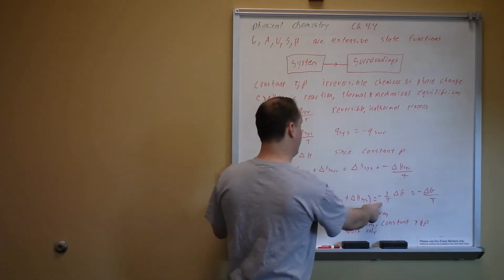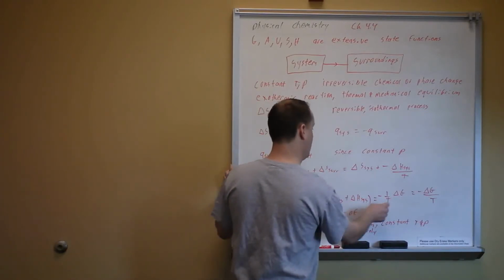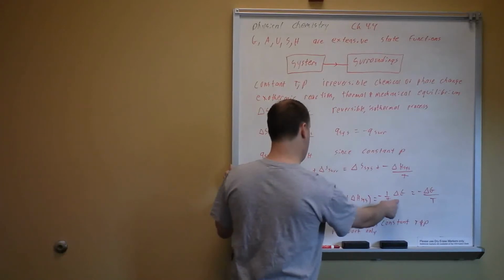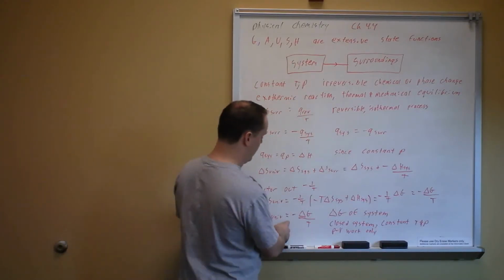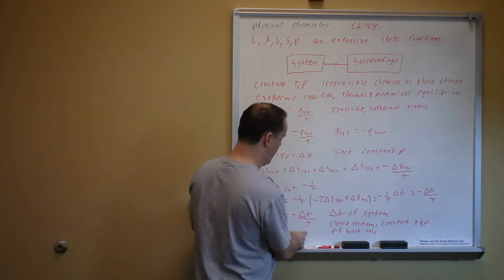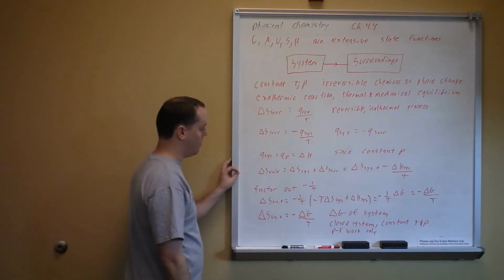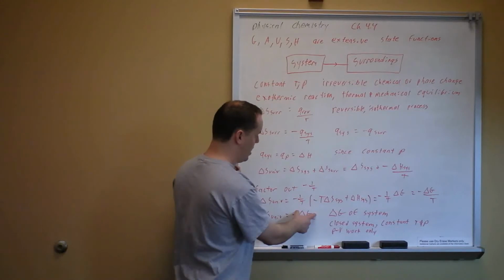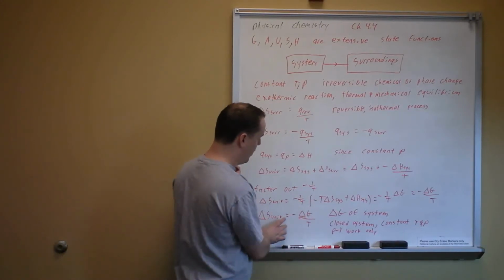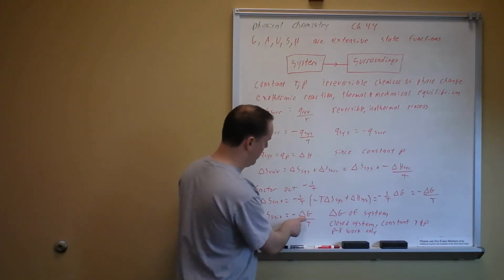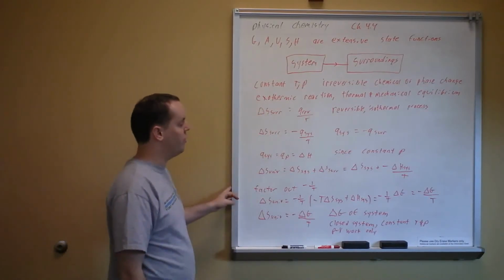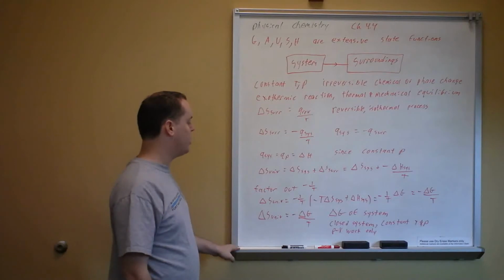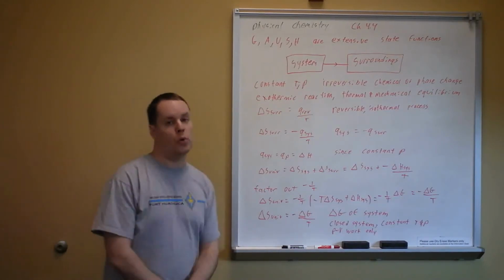And that's going to simplify then to minus 1 over T times delta G. So delta S of the universe is going to be equal to minus delta G divided by T. Now this is kind of a nice trick because remember, delta G is of our system, yet we can find out a characteristic of the entire universe from it. But remember, this is only valid if we have a closed system, we're at constant temperature and pressure, and we're doing PV work only.